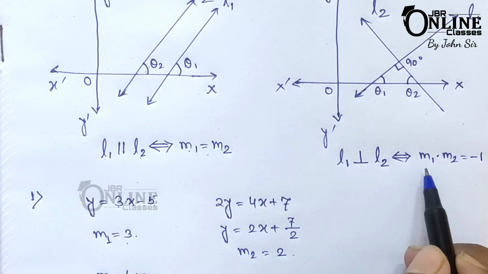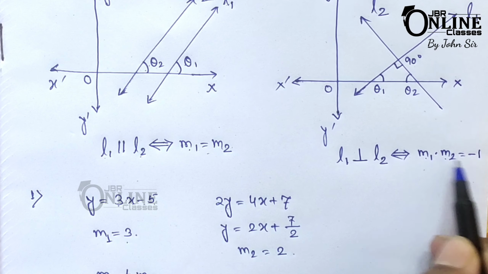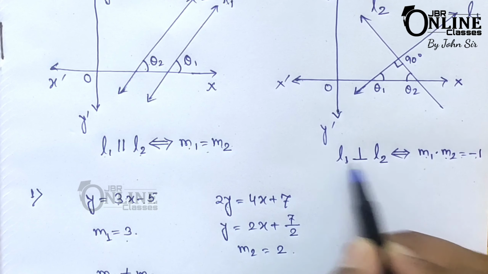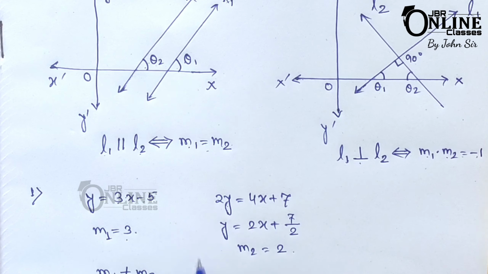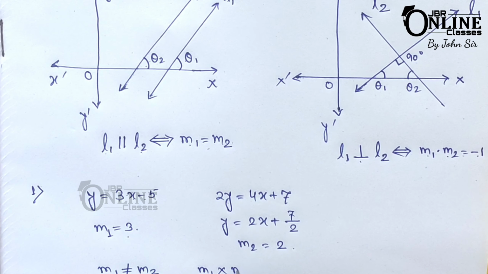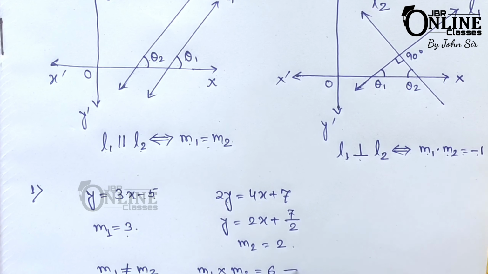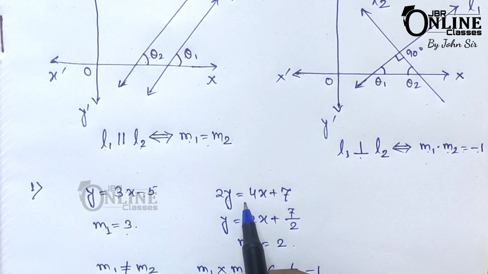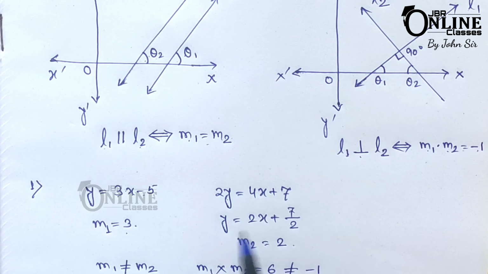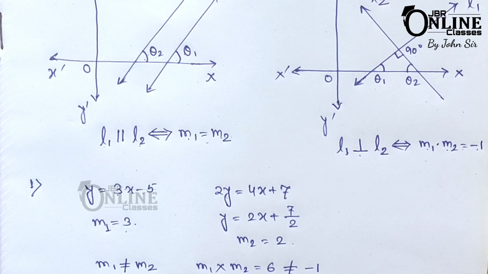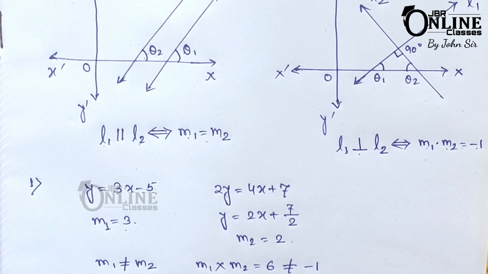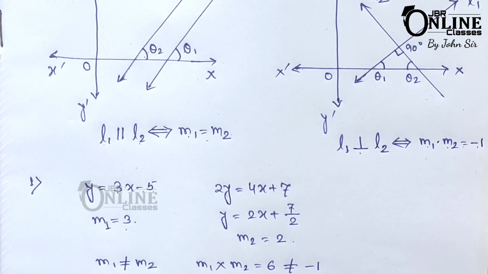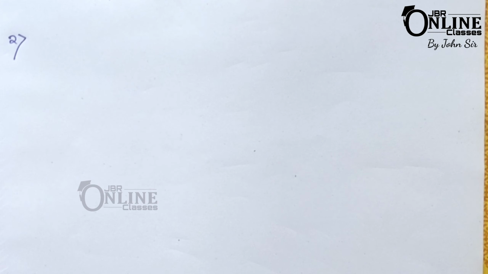Now the next condition: if m1 into m2 equals -1, then the two lines are perpendicular. Here m1 into m2 equals 6, which is not equal to -1, so they are not perpendicular lines. So the final answer is the third option, neither parallel nor perpendicular. Okay, now problem number 2.